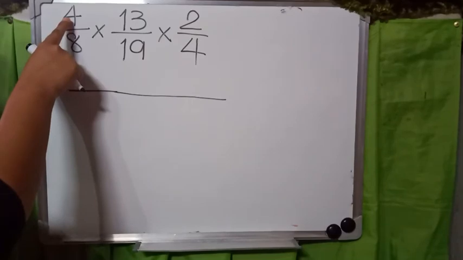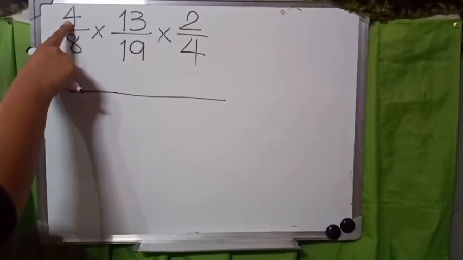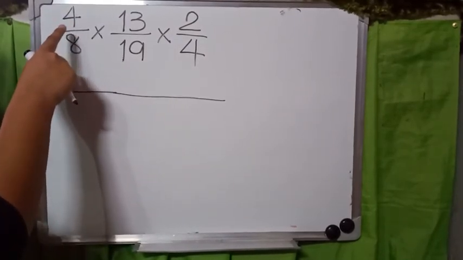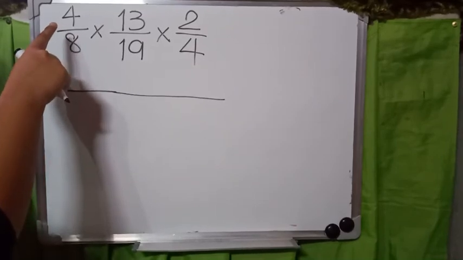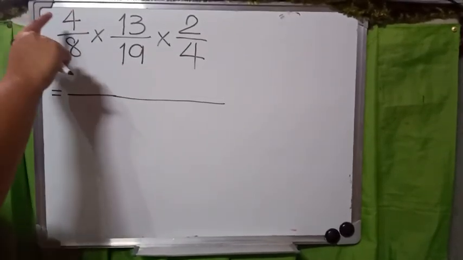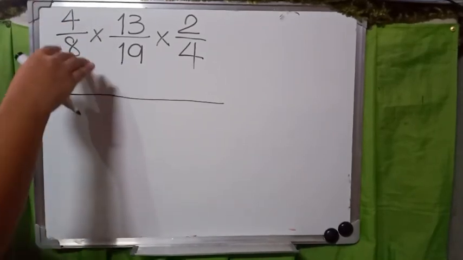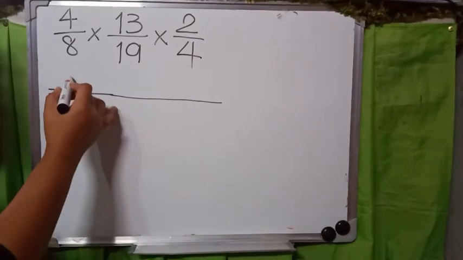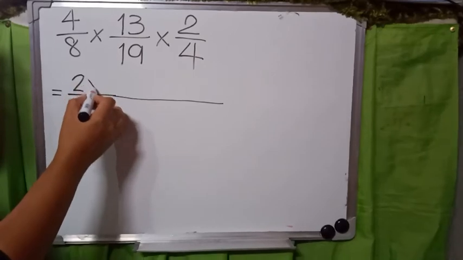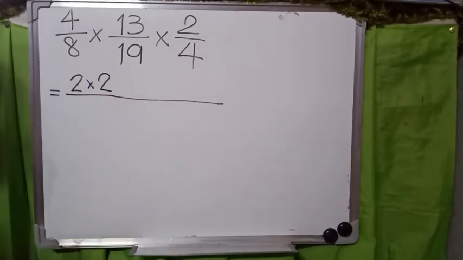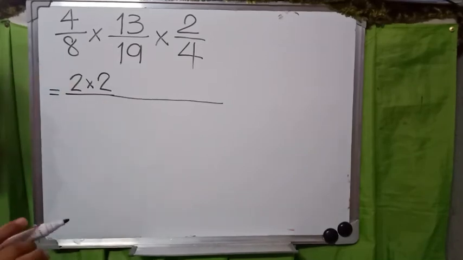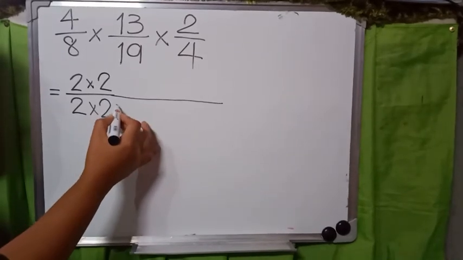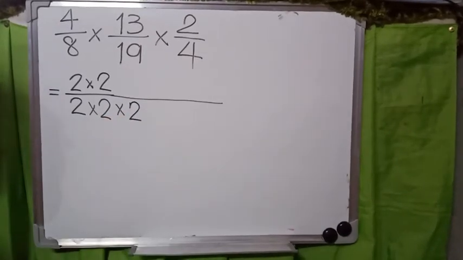Think of two numbers that we can multiply to get 4. Very good, that is 2 times 2. How about 8? That is 2 times 2, that is 4, times 2, we get 8.